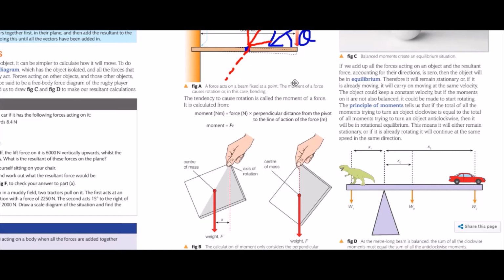If the summation of these moments is equal to 0, then nothing in the system is going to move. It will be stationary. In other words, the angular acceleration will be 0. However, if the summation of the moments is not equal to 0, then the system will not be balanced and it will spin in one direction. It will rotate in either a clockwise direction or a counterclockwise direction.